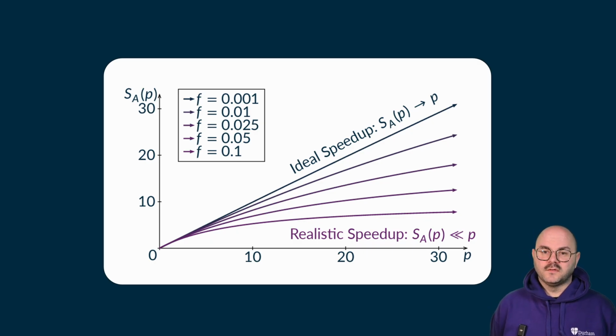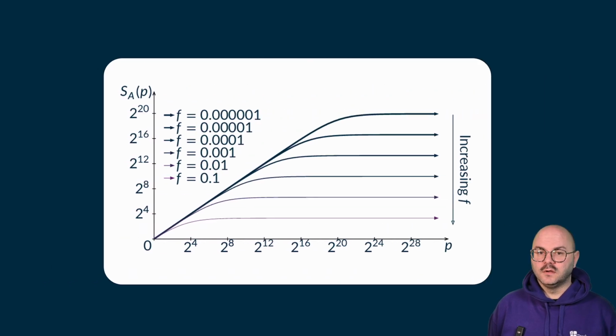Amdahl's law takes on a parsimonious form when plotted in log-log scale. That is, log of p against log of the speedup for non-zero f. For small p, we simply retrieve a linear relationship between log p and log of the speedup with slope of 1 minus f. While for p approximately 1 over f, this relationship transitions to a flat region where S(p) goes to 1 over f, as p diverges.